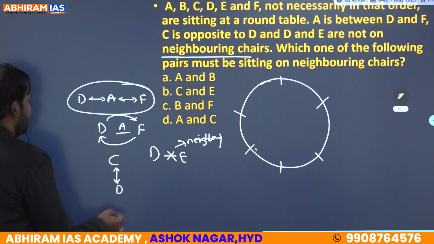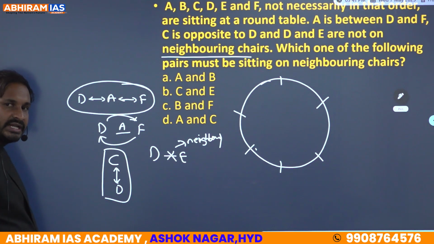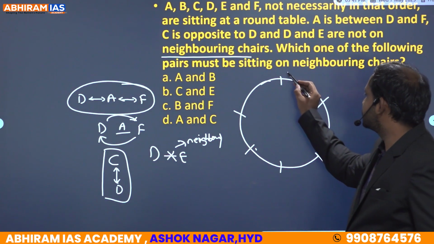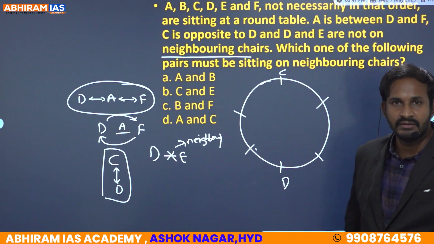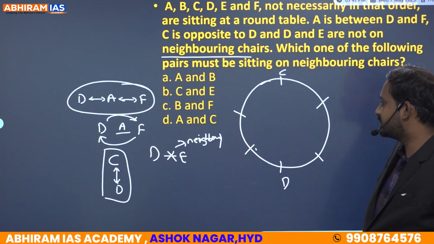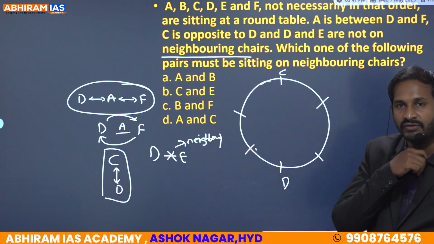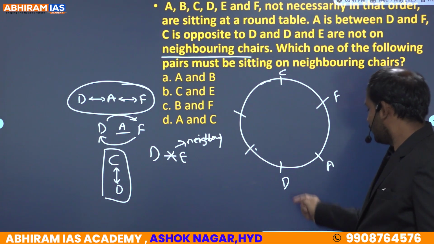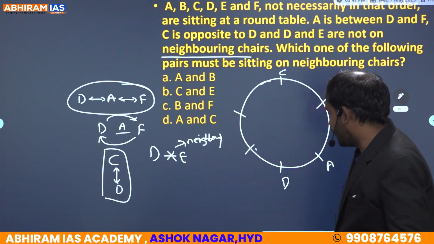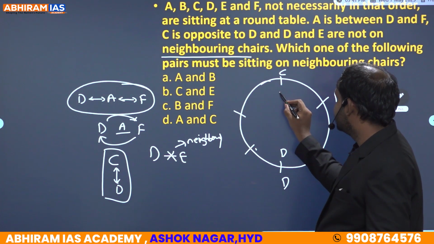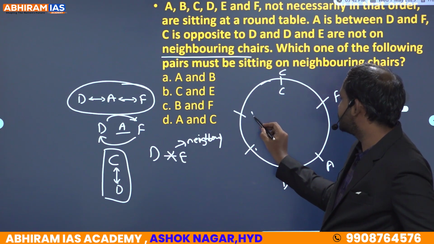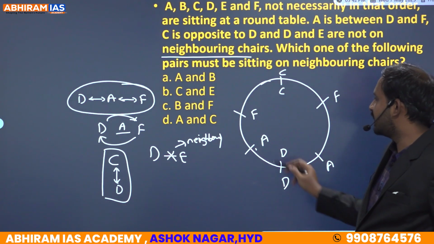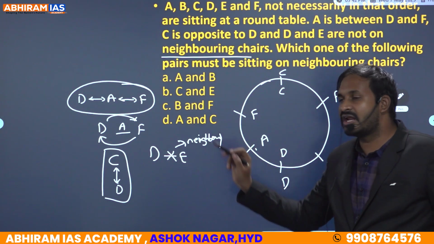Now see here, the fixed one is this one. C and D are opposite, right? In a circular arrangement there is no start or end. So I will take C here and D here for the time being. Next, between D and F, I have A, right? For example, if I take F here, I will have A here. Another pattern from inside D and C: if F is here, A will be here. These are the chances for me, this one or this one. Next, they are telling that D and E are not neighbors.